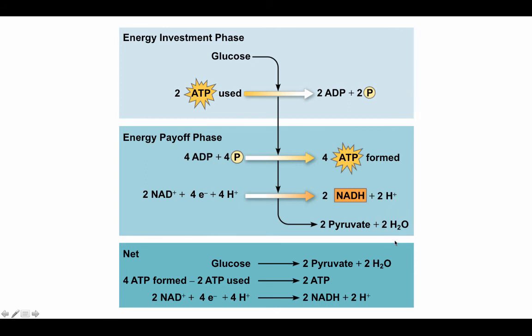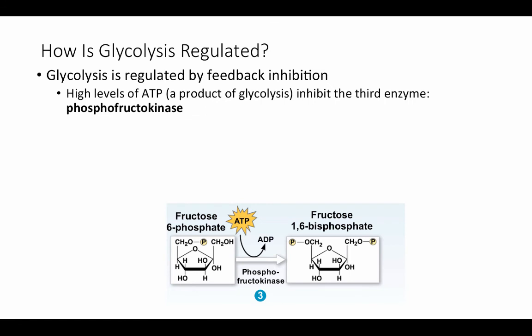Remember, we had that dehydration reaction, so there's some water coming off. So the net is that glucose is transformed to 2 pyruvate and 2 water molecules. 4 ATP are formed minus 2 ATP used. We've got a net gain of 2 ATPs. So the 2 NAD plus are going to be reduced to NADH, and 2 hydrogen ions are going to come off in the bargain. So now let's take a look at how this process is regulated.